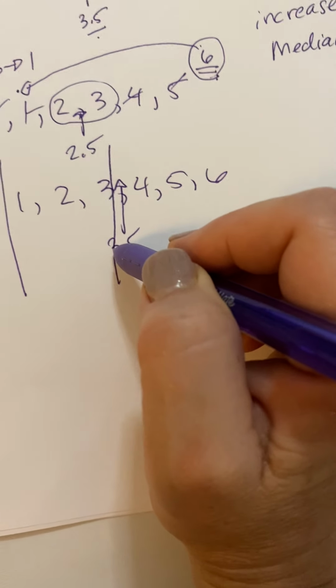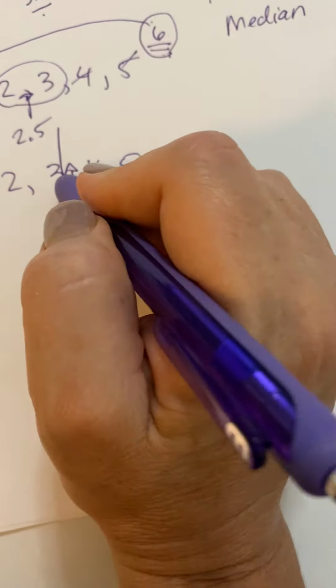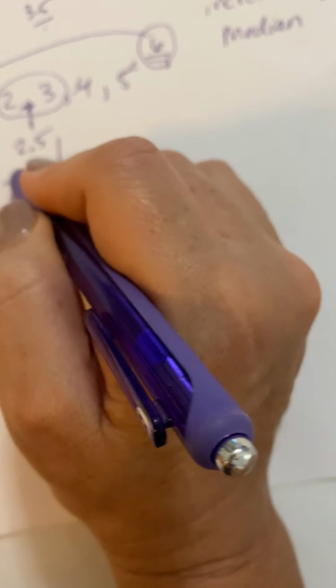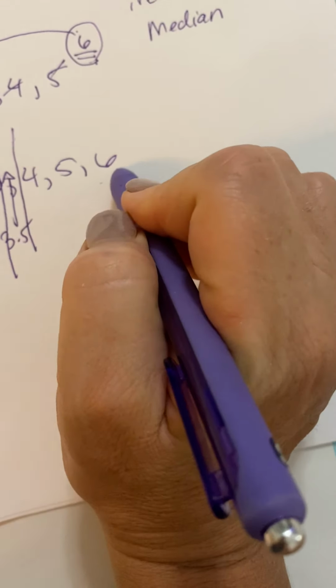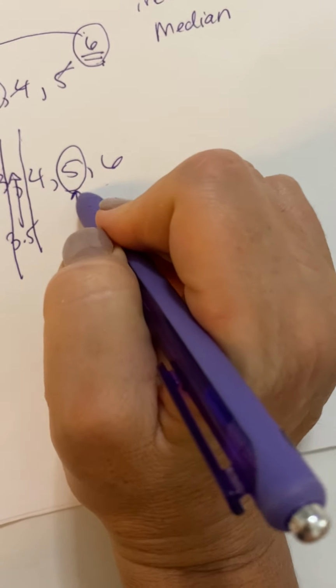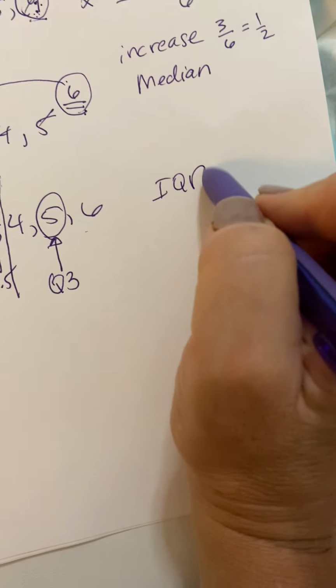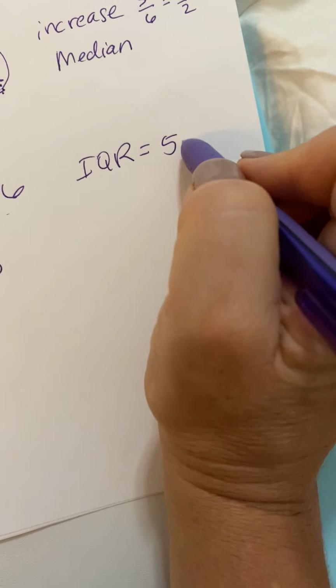So 3.5 is the median, so I'm just going to go to the left of the median and find Q1. Basically, I'm going to find the median of the first half. So that's going to be top, bottom, and that's Q1. And then same thing here, and that's going to be Q3. So the IQR is just going to be 5 minus 2.